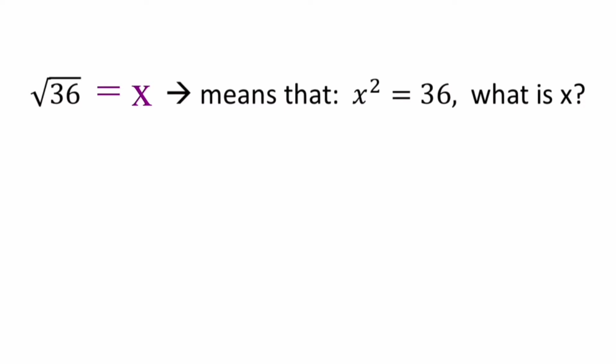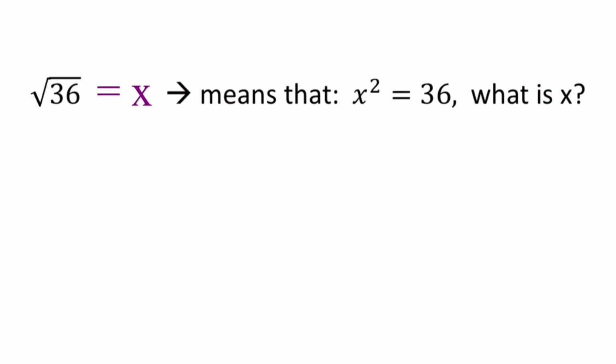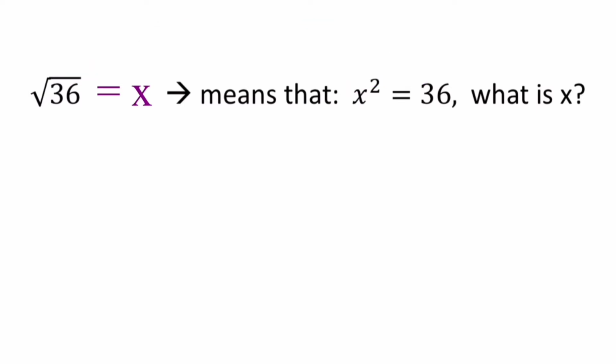What is x? If you notice, our x here becomes the base of the exponential form, while our index of 2, which is invisible, becomes the exponent, and our radicand, which is 36, becomes the answer to the exponential expression. What we're trying to do right now is determine the value of x such that when we multiply x by itself twice, it will give us 36.